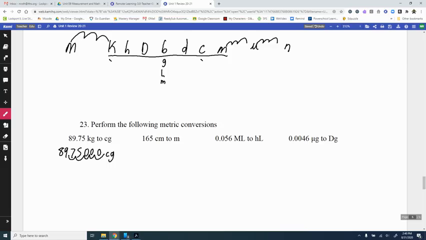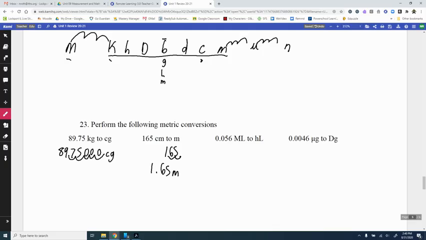Next, centimeters to meters. Again, we have to find centimeters, right there, and we find meters, which is the base unit. So we only have to go 1, 2 places. So we're going 2 places to the left. The decimal in 165 is right here. We go 1, 2 places to the left. Our new number is 1.65 meters.